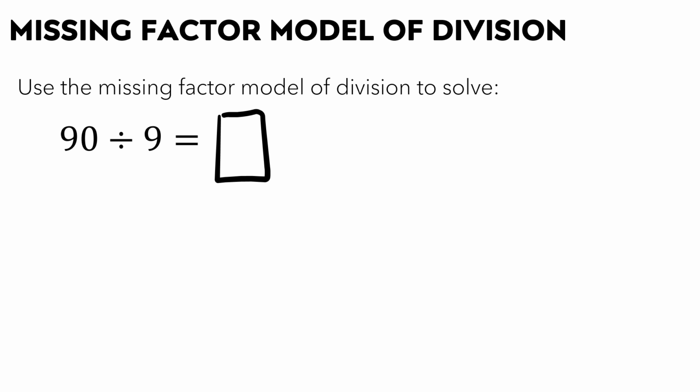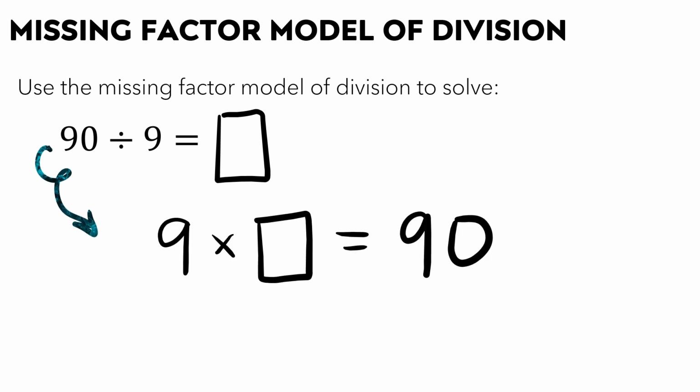So 90 divided by 9 equals blank. We can rewrite that as 9, the divisor, times the blank box equals our dividend. So divisor times blank equals dividend. Then students can use what they know about their multiplication facts to solve this equation. So 9 times what gives us 90? Of course, we know that 9 times 10 gives us 90. So now we know that the blank equals 10. We can replace that blank with 10.